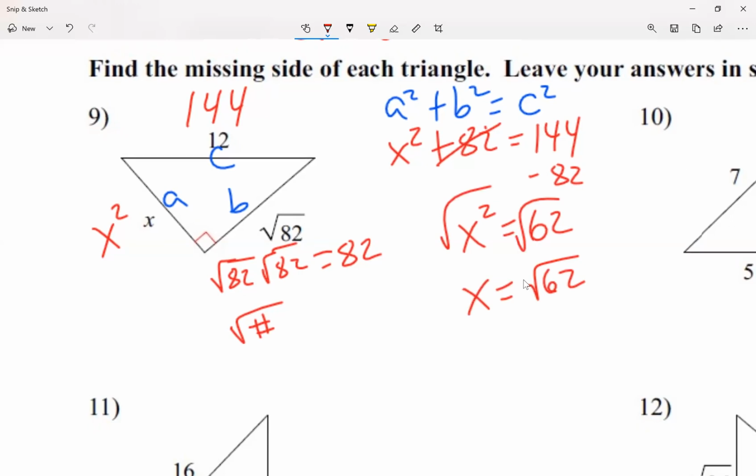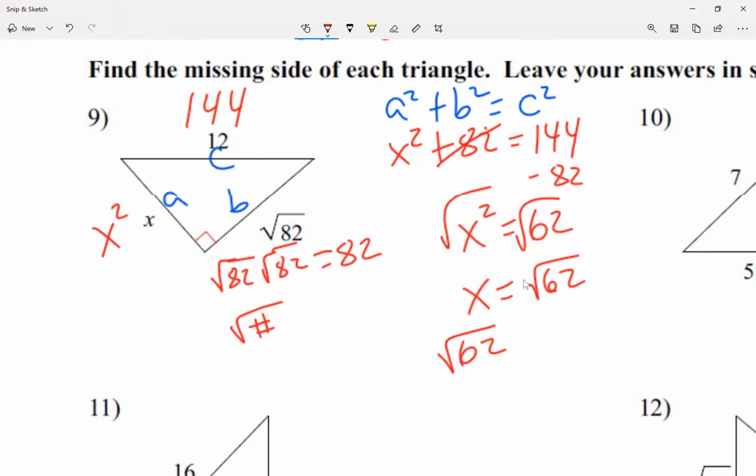Now simplify your radical if possible, because your instruction said leave your answers in simplest radical form. Can you split 62 into two numbers that multiply to 62, where one of them is a perfect square? My mind thinks of 2 times 31. Neither the 2 nor the 31 are perfect squares. No, nothing I can do. So my answer is radical 62.